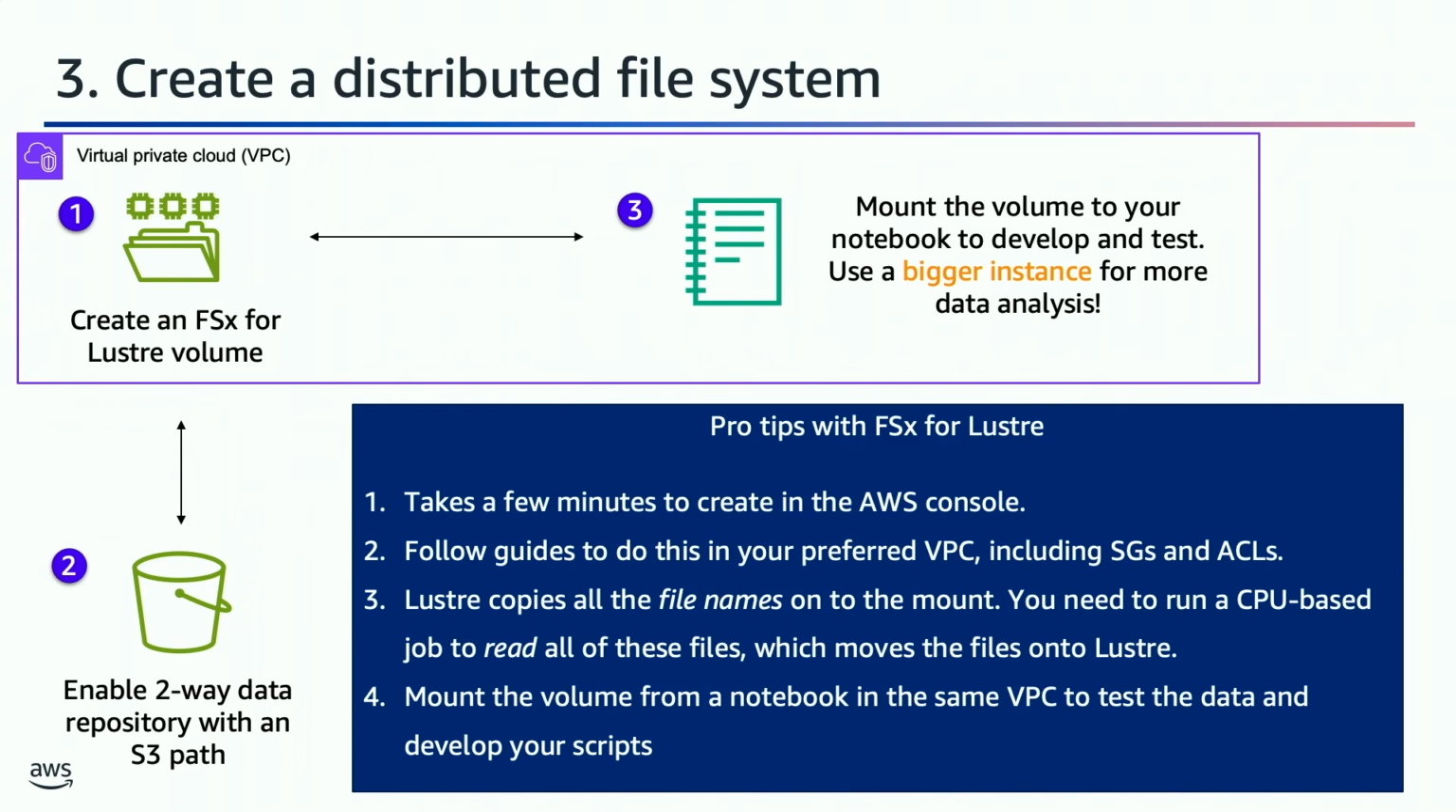And then step three is we're going to actually create a distributed file system. So in the AWS console, my go-to way of doing this, I'll just go to the Lustre console page and click create an FSx for Lustre volume. Lustre will prompt you for what's called a VPC, a virtual private cloud. If you're new to this, you can just use the default VPC. Every account ships with the default VPC, so feel free to use that.